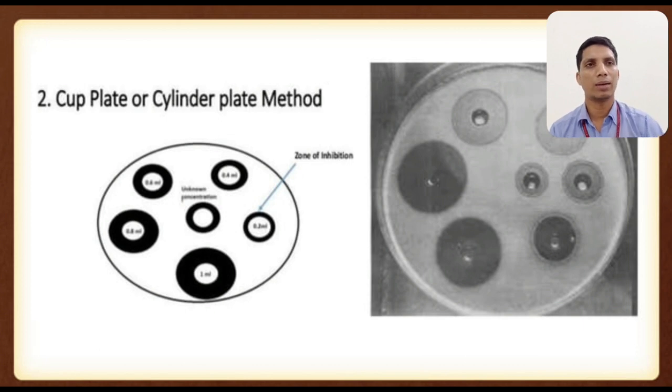This is a schematic diagram and this is an actual diagram, diagram number 2, of this method. In the middle you can see a zone of inhibition around that 8 mm circle. The more effective the disinfectant, the bigger the circle that is formed. It is calculated with reference to the standard, and as I explained, multiple samples or multiple disinfectants can be placed and tested at the same time.